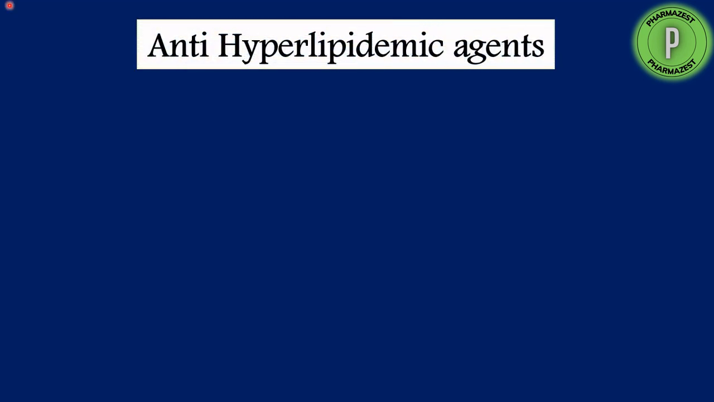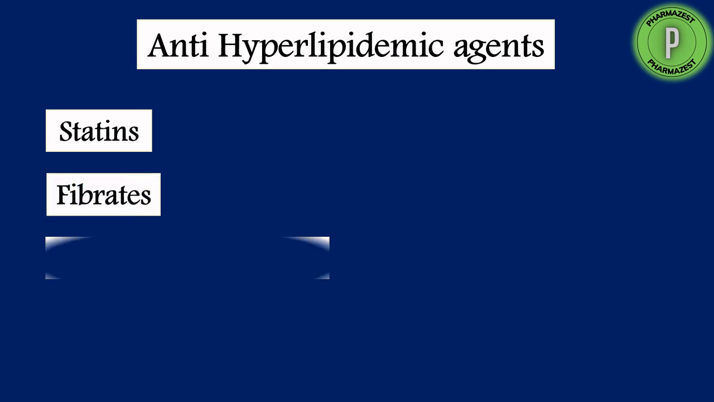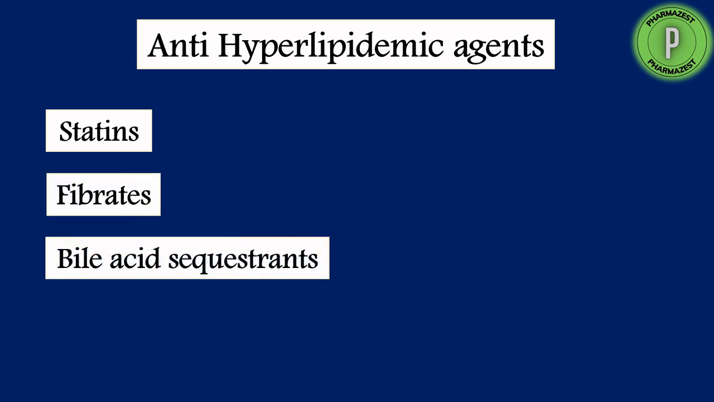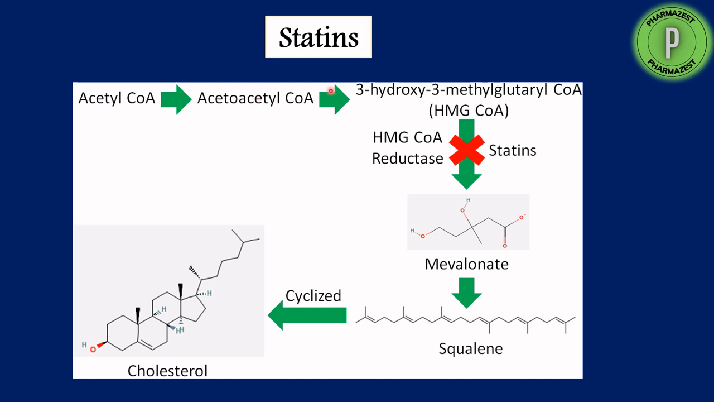So now let us see what are the different hyperlipidemic agents. We have 3 classes of drugs: the statins, the fibrates, and the bile acid sequestrants. Now let us see the mechanism of action of these statins. So the statins, what happens?